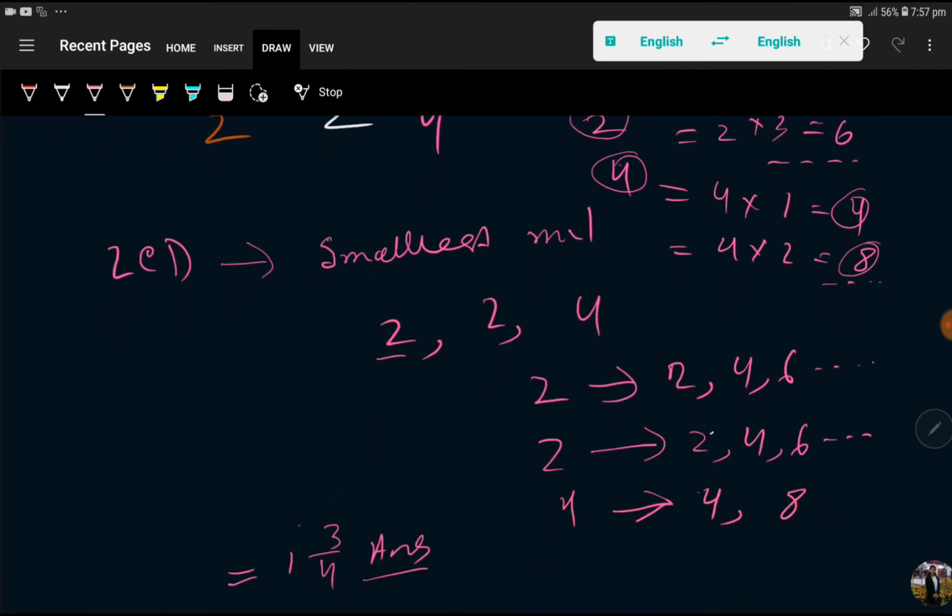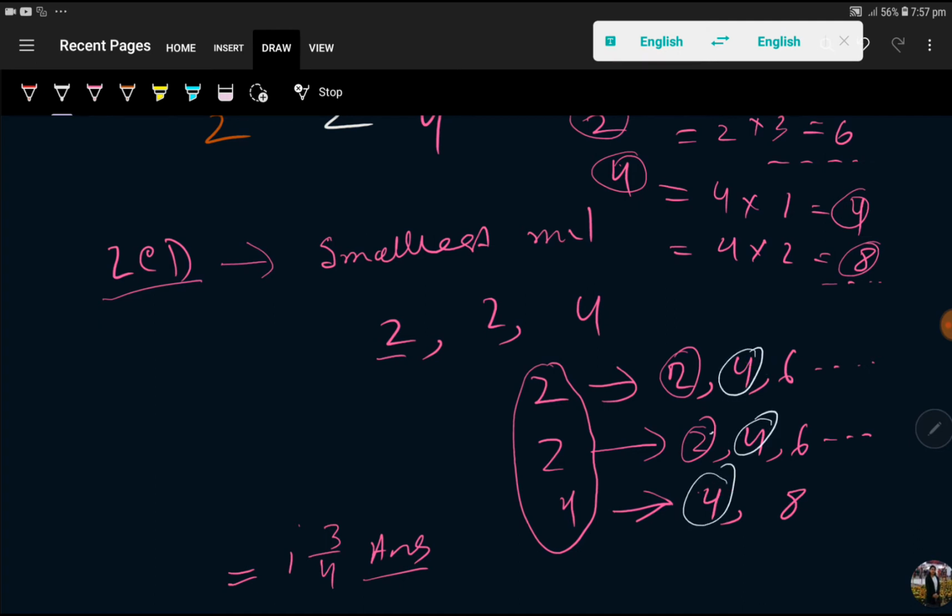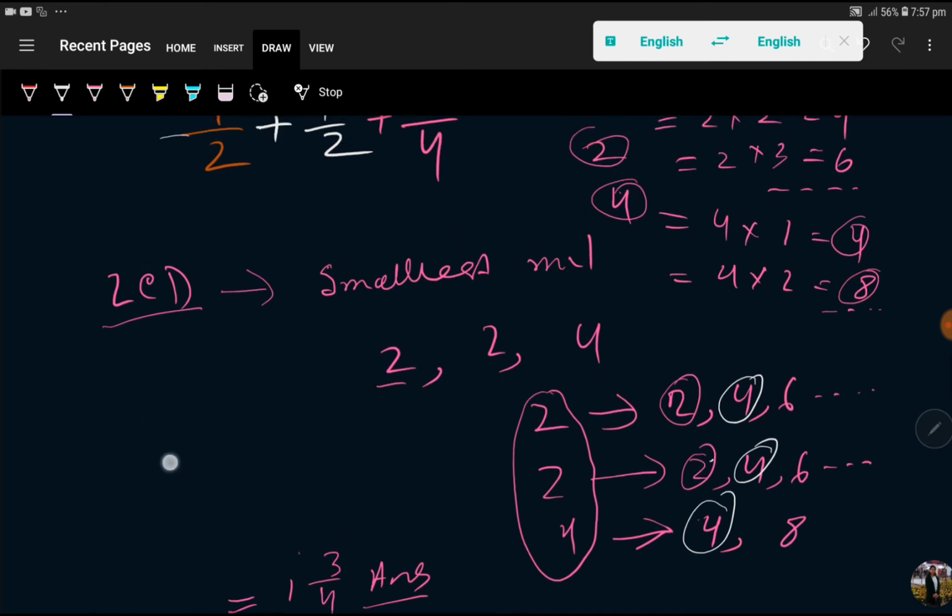So LCD means least common denominator, that is the smallest multiple that these three numbers share. 2 here, 2 here, but here you will not get 2. So 2 is not the smallest shared multiple. The smallest multiple will be 4, because this 4 is shared by these three numbers, right?